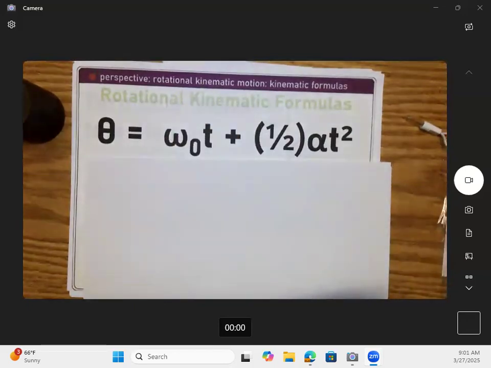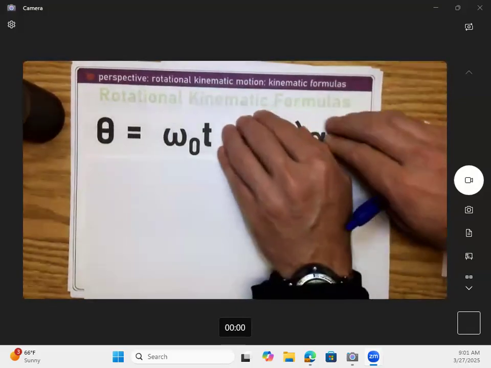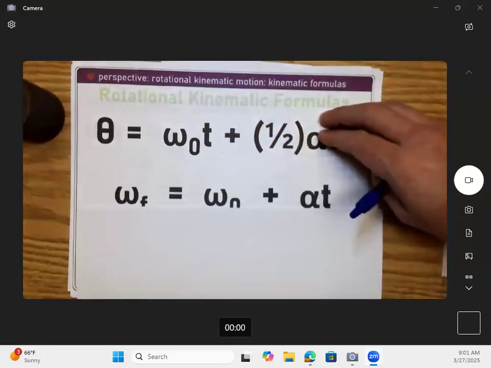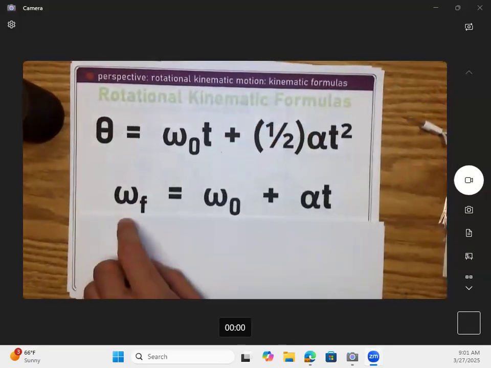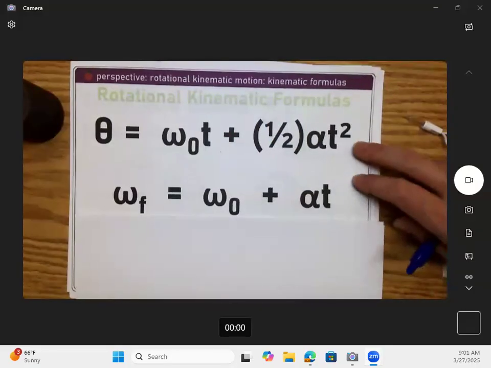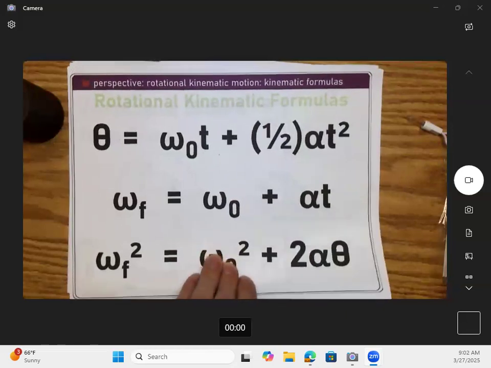What if there's no angular acceleration? For example, the Earth is rotating at a constant rate. How far does it turn? Which term can you get rid of? Yeah, this alpha would be 0, so this bit would go away. You got distance equals speed times time. How about this one: final velocity equals initial velocity plus acceleration times time, of course, for a turntable. And then you got final speed squared equals initial speed squared plus 2ax.